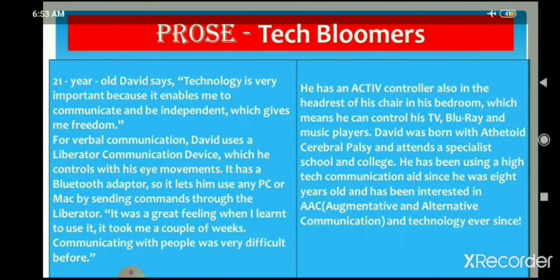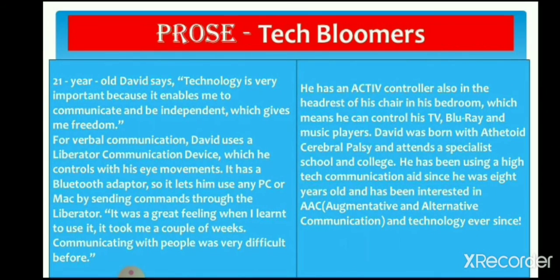David is just 21 years old. He says that technology is very important because it enables him to communicate and be independent, which gives him freedom.